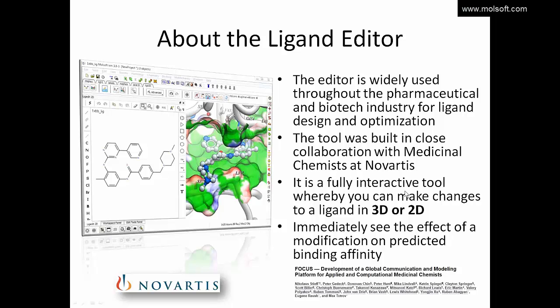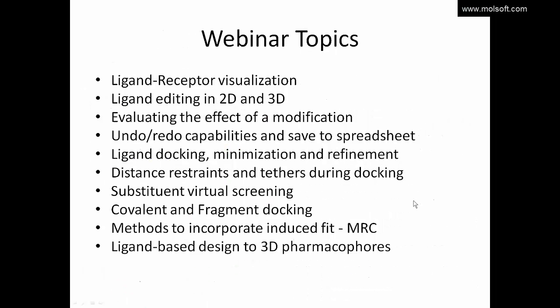It is a fully interactive tool whereby you can make changes to a ligand, for example, in 3D in the structure here, or in the 2D environment, and then commit this change to the 3D environment and see the effect on the score for that ligand. You immediately see the effect of the modification on predicted binding affinity via a score. Some of this interaction between MolSoft and Novartis was published in a recent paper in an ACS journal, on the development of a global communication and modeling platform for applied computational medicinal chemists and chemists.